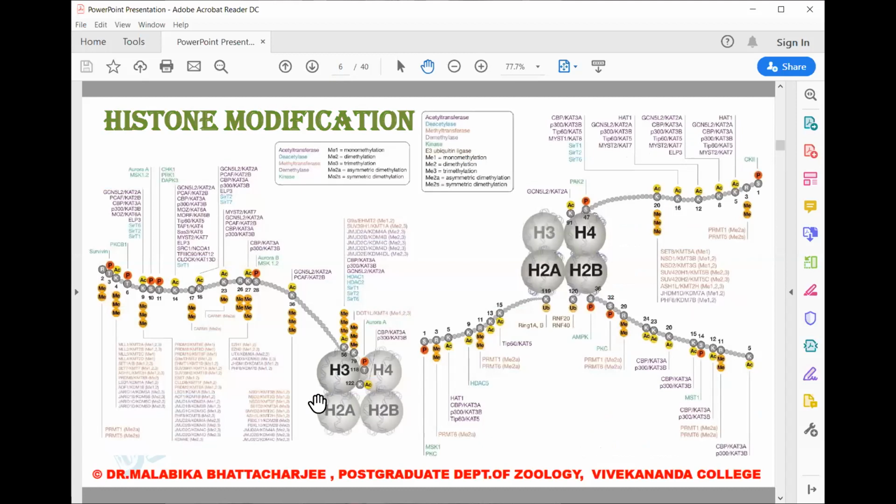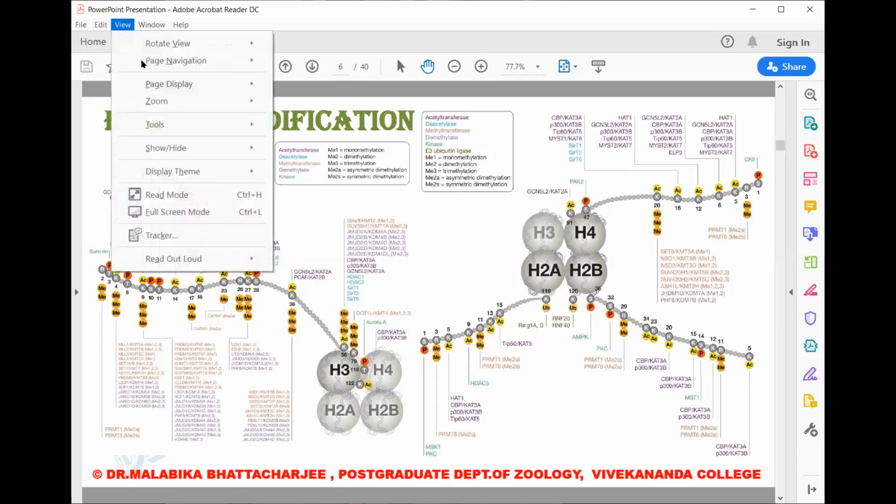Now coming to this picture, you can see that this is a histone molecule. This is H3, and this is the amino terminal tail of H3, that's histone 3, and you can see the various modifications that are being observed. You see the colors of the modifications. For example, the purple, the violet color, showing acetylation. The turquoise color is showing deacetylase.